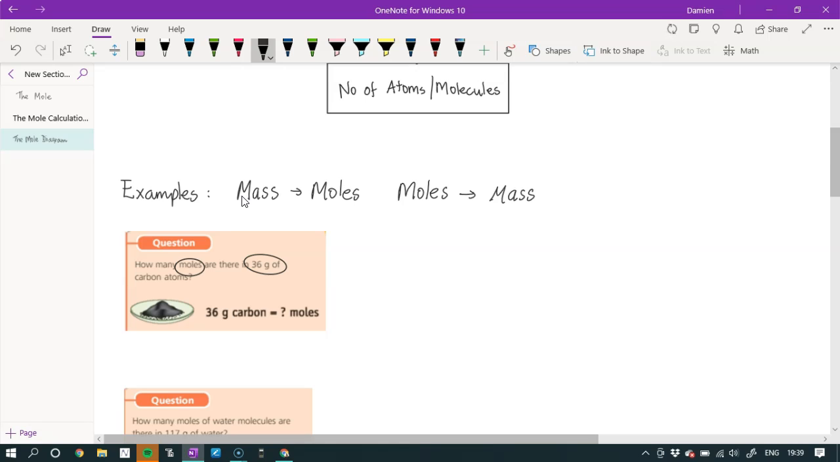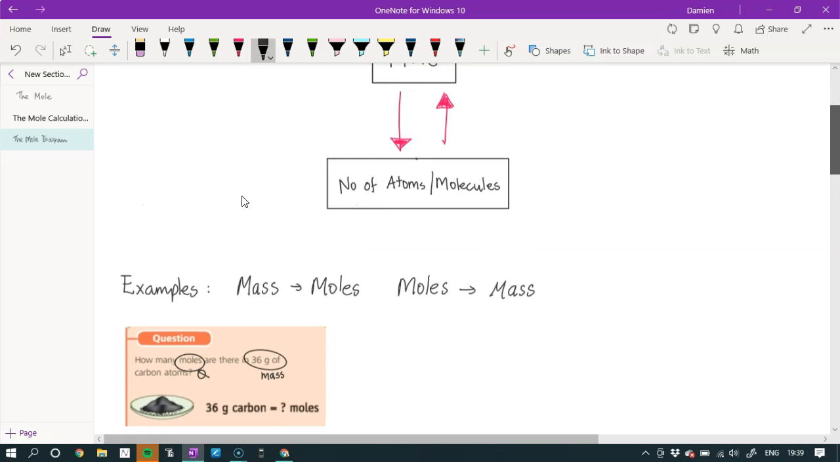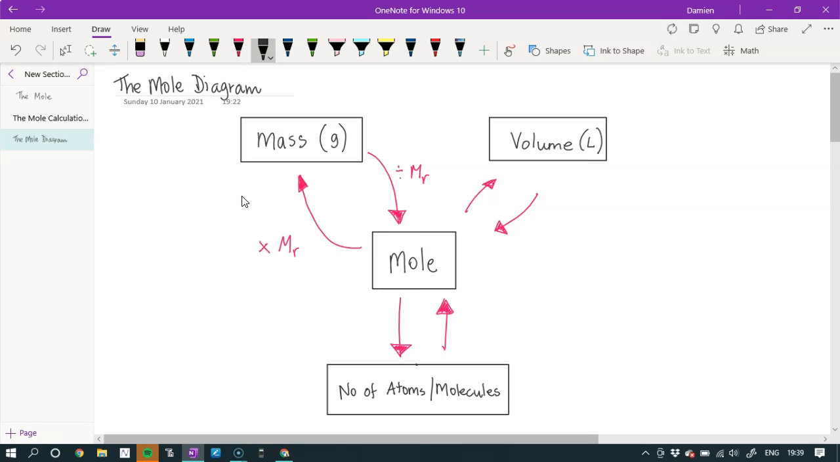Over here, this is what we want to find. That's our question. We need to be at moles. Here, 36 grams is mass. This is the information we're given. So we're at 36 grams. We're starting here at mass, and we want to go down here to moles. So how do we go from mass down to moles? You do this. Going from mass to moles, in that direction, you've got to divide by the molecular weight.